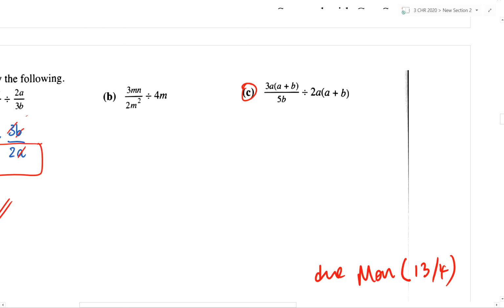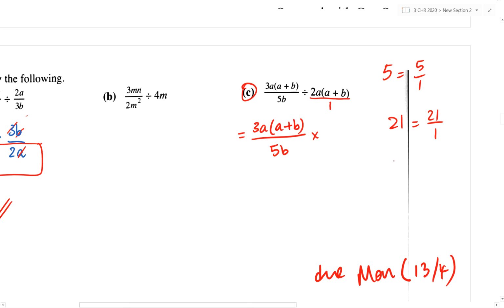Finally, part C. Again, we see a division. So we will keep 3a times a plus b over 5b, change the division to multiplication. Now I want to flip this. However, this is not a fraction. How do I flip something that is not a fraction? Simple, we just put it over 1. Because anything divided by 1 is still the same. For example, 5 is the same as 5 over 1. 21 is the same as 21 over 1.